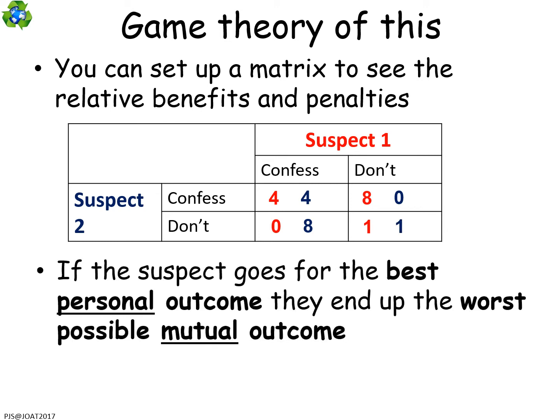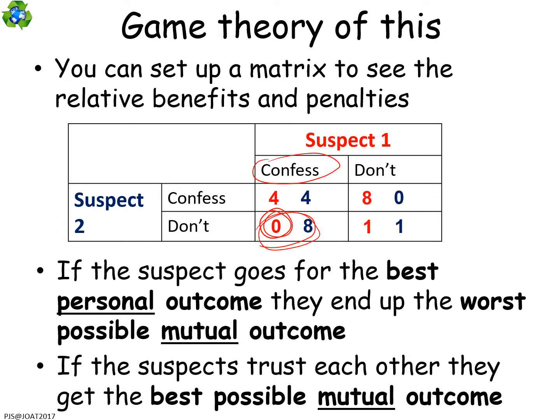So the game theory goes, if the suspect goes for the best personal outcome, which is to get nothing, no time served, they end up with the worst possible mutual outcome, because if, say, suspect 1 confesses, they get no years in jail, okay, but in total there's going to be 8 served here, so it's the worst possible mutual outcome. Okay, if they trust each other, then they get the best possible mutual outcome, even though it is personally not the best for both. And this is a really important idea, that you can see how trust is really important for how likely you are to benefit and not. I don't think that we should be taking this in terms of you should go and do a crime.